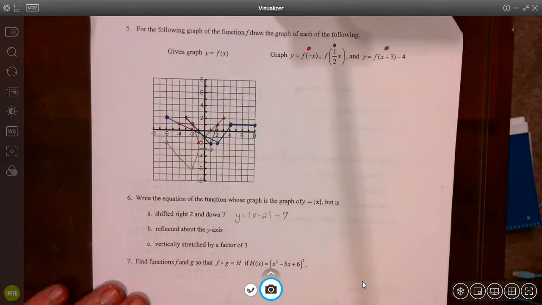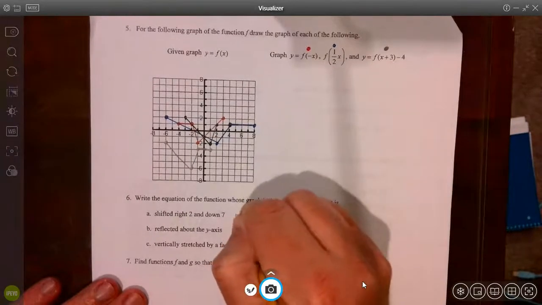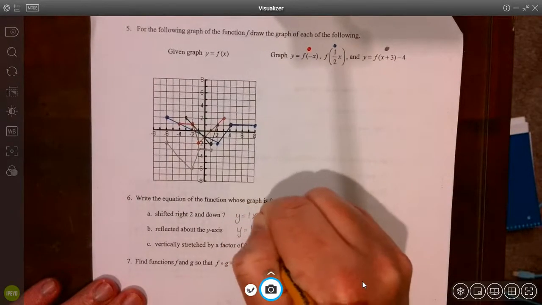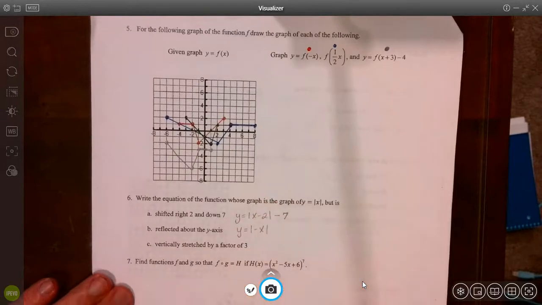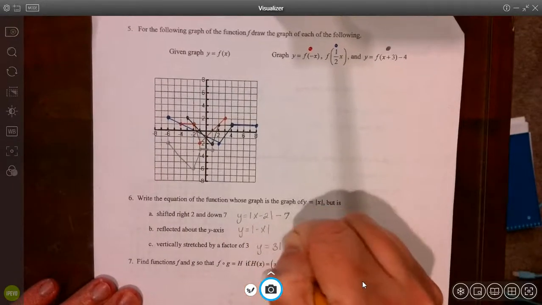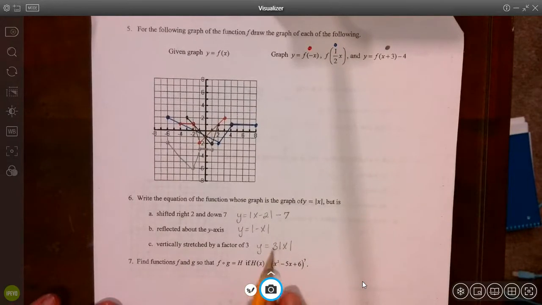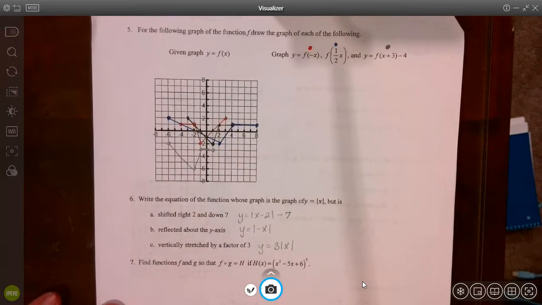Right, B says reflected about the y-axis. All right, well, that's fine. All I have to do is put a negative on the inside. And C, vertically stretched by a factor of 3. So that's y equals 3 times the absolute value of x. Remember, vertical stretch is outside, and it's intuitive. It's what you would think it should be. So we're good there.